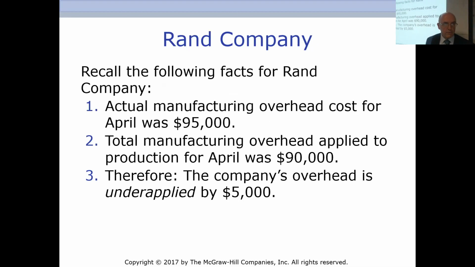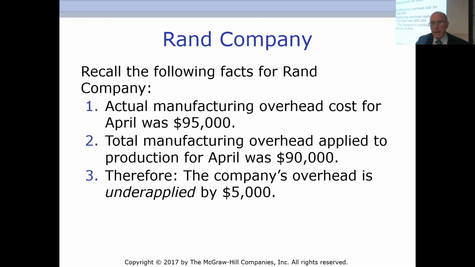So recall the following facts. Number one, actual manufacturing overhead was $95,000. Number two, total manufacturing overhead applied or estimated for production was $90,000. So there's a $5,000 difference. The actual cost was $95,000. The estimated cost was $90,000. Therefore, the company's overhead is underapplied or underestimated by $5,000.